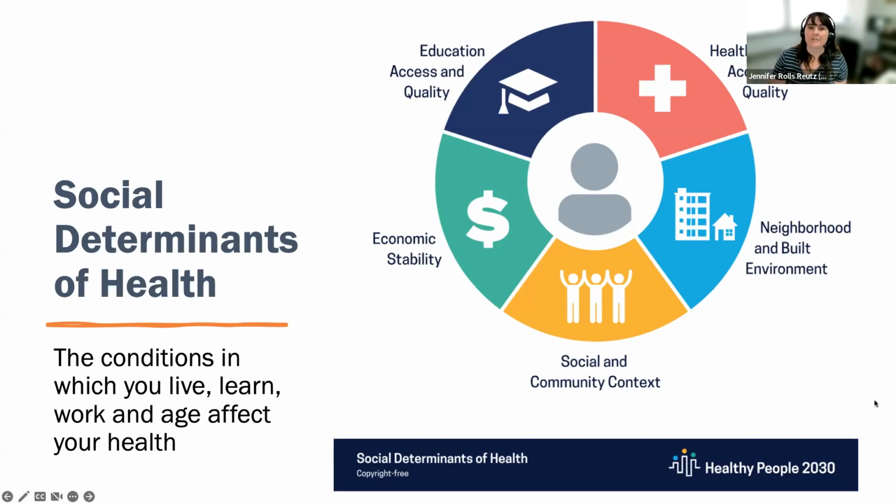And the 5 categories we have here are educational access and quality, healthcare access and quality, neighborhood and built environment, social and community context, and economic stability. You'll notice that these are kind of similar, but a little bit different from the protective factors.